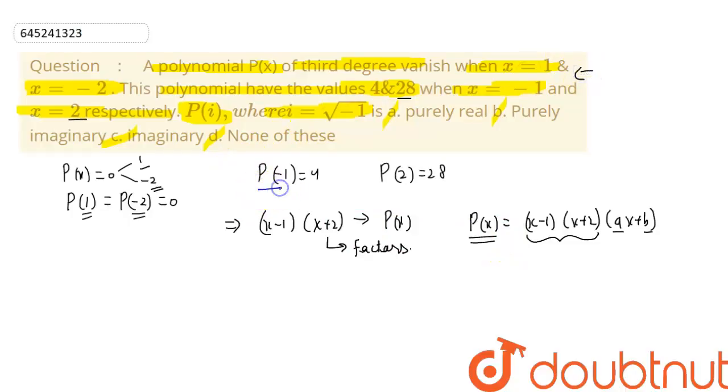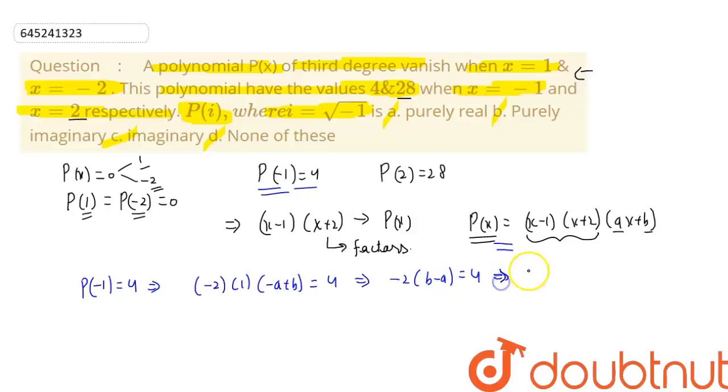Now since in the question we are given that p of minus 1 is 4, let us put this condition here. So here we have p of minus 1 is equal to 4. So we put x is equal to minus 1 in this expression and we get minus 1 minus 1, that is minus 2, multiplied by minus 1 plus 2, that is 1, and here we have minus a plus b, and this is equal to 4 as given in the question. So we can say that minus 2 multiplied by b minus a is equal to 4, or we can say that a minus b is equal to 2. So we have got this first equation.